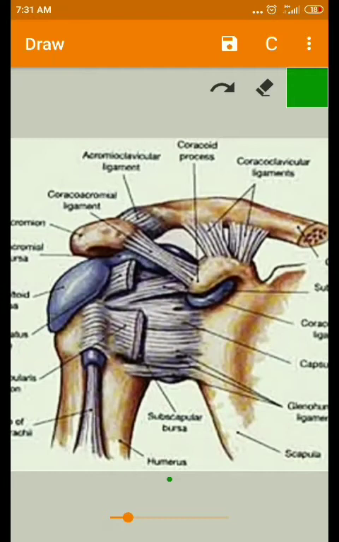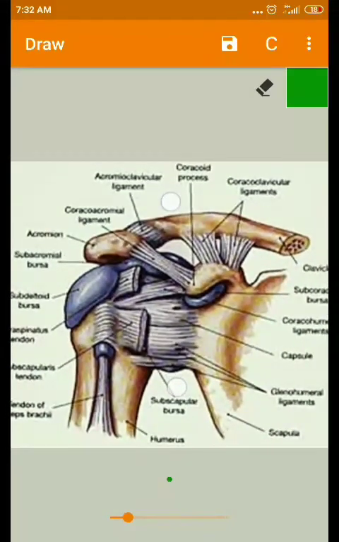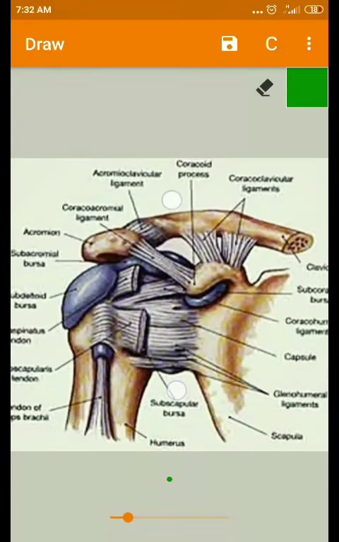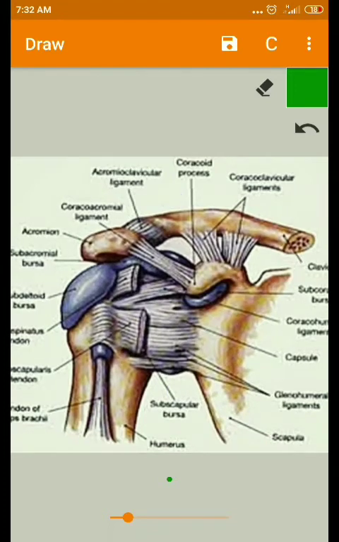Okay, so the subscapular bursa lies between the tendon of subscapularis and the fibrous capsule, and communicates with the joint cavity through an oval gap between the superior and middle glenohumeral ligaments. That is the exact place for the subscapular bursa. And the infraspinous bursa is present in between the joint cavity and the tendon of the infraspinatus muscle.